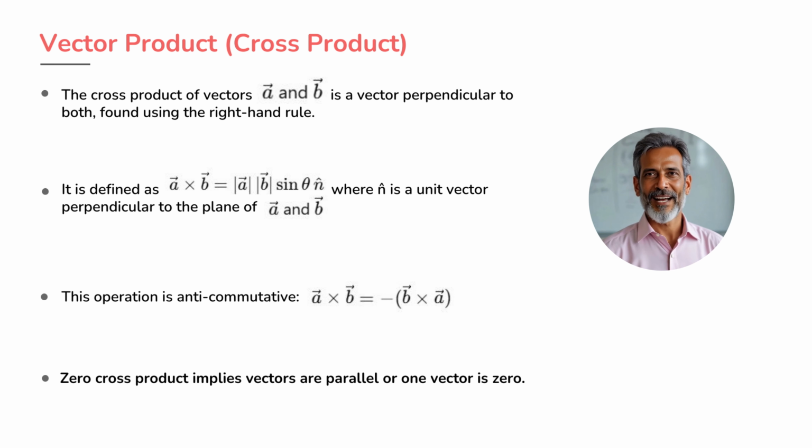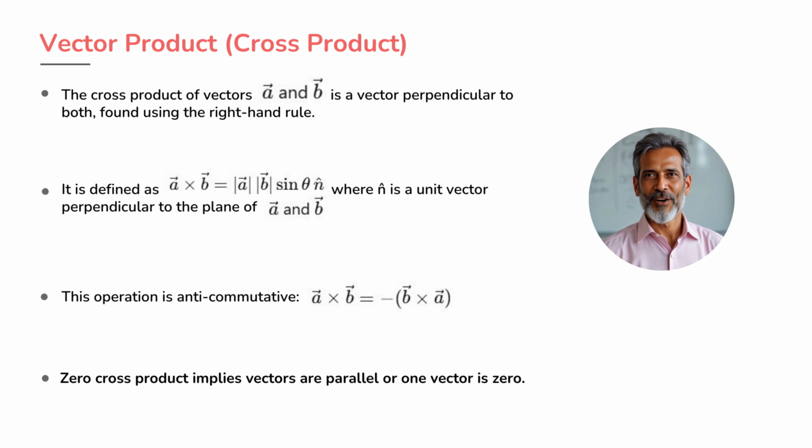Now, let's get hands-on with the cross product in components using determinants, a very neat and systematic method. Take vector A as a1 i hat plus a2 j hat plus a3 k hat, and vector B as b1 i hat plus b2 j hat plus b3 k hat. The cross product A cross B is given by the determinant of a 3 by 3 matrix with the first row as unit vectors i hat, j hat, k hat, the second row as components of A, and the third row as components of B.